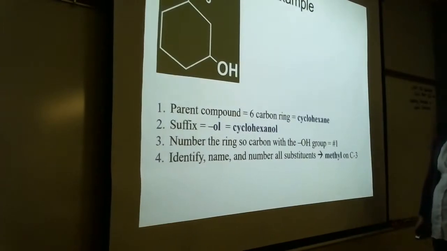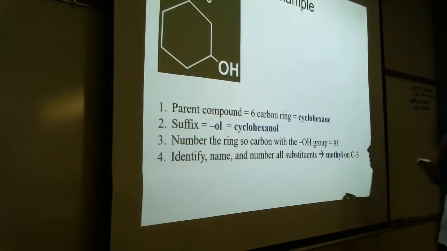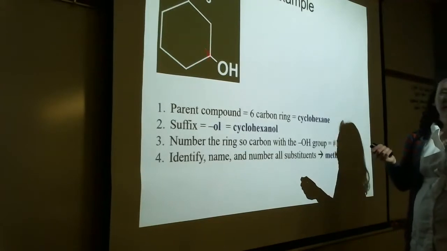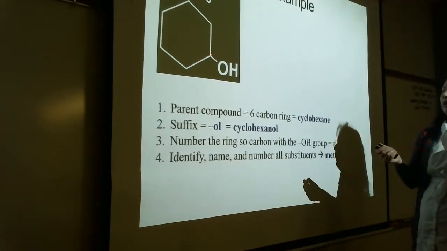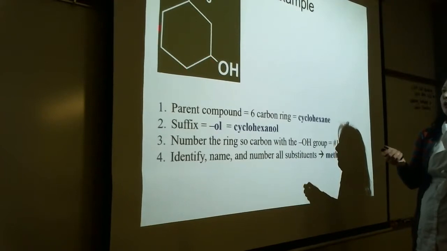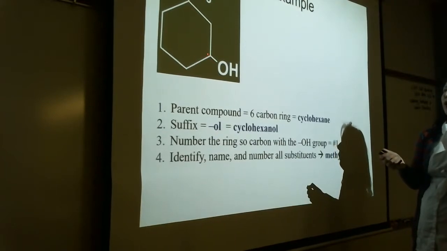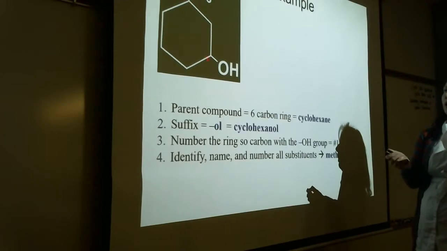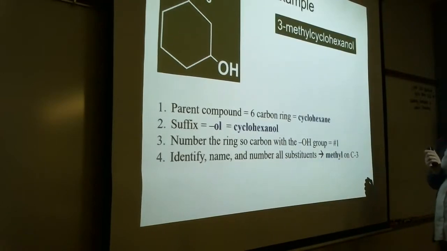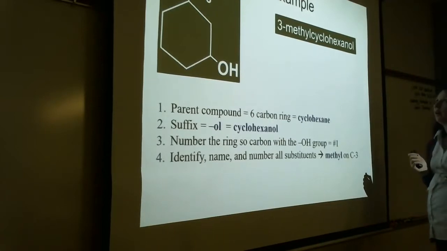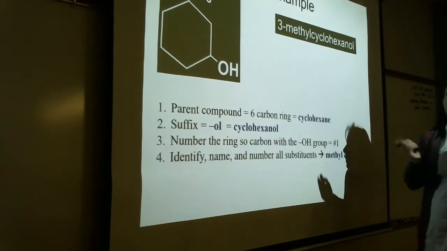Now, if it's a ring, by default, the OH gets number 1 status, right? And then you just need to decide how to number. Do you number clockwise and go 1, 2, 3, 4, 5, or do you number counterclockwise 1, 2, 3? You'd obviously go counterclockwise, right? So 3-methylcyclohexanol. Are we good on naming in a ring?